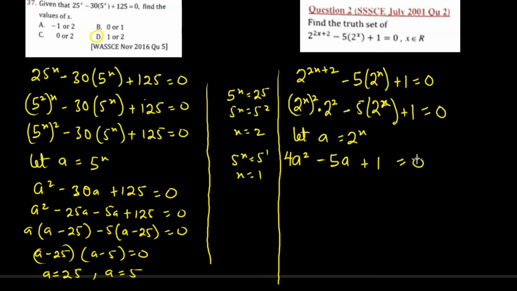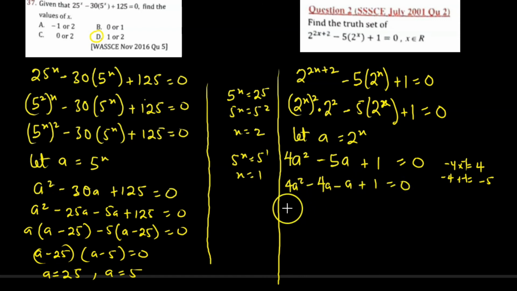So again, we have a quadratic equation to solve. And hence, two numbers that will multiply to give me positive 4, and those same two numbers, when they add up, we should get negative 5. So what comes to mind? It is negative 4 and negative 1. So we can replace the negative 5a with our new factors, negative 4 and negative 1, and that will be 4a squared minus 4a minus a plus 1 should be equal to 0.